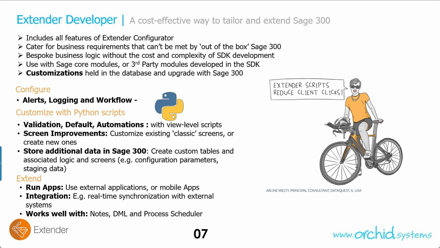Extender is particularly useful for integration projects and lets you synchronize in real time with external systems, such as platforms, to give you automatic exchange rates. And Extender also works very well with notes, like we have seen previously for extended notes, and document management link. For example, we can automatically print and save as a PDF in the right folder for configuration in document management link using Extender. And it also works well with Process Scheduler for time-based alerts.